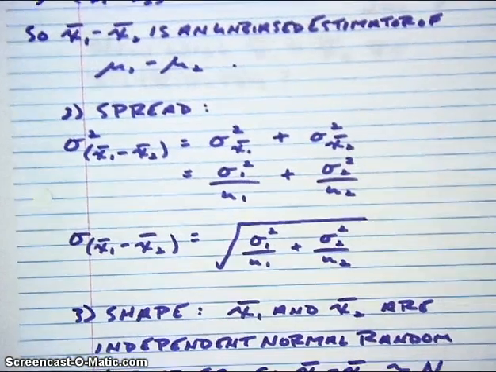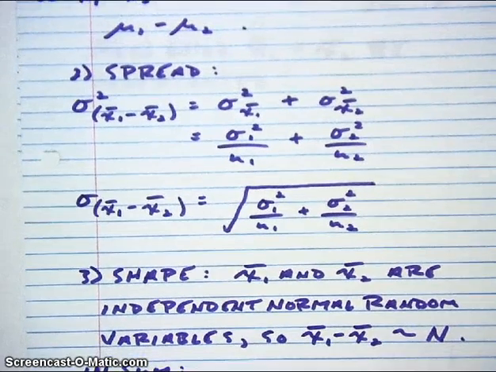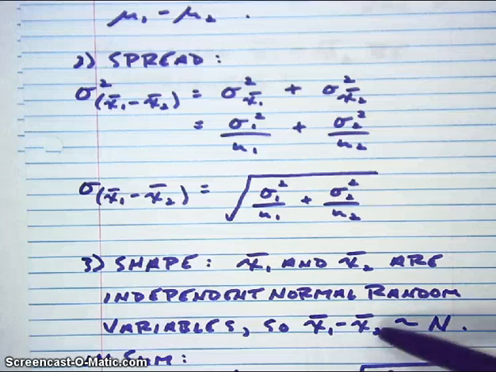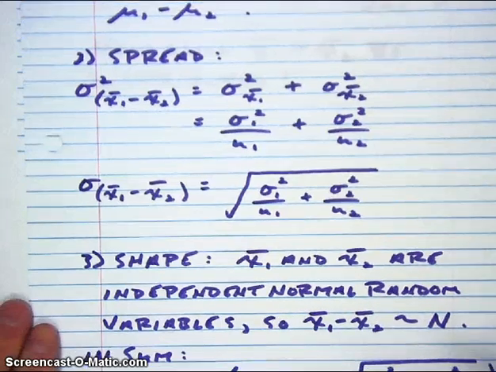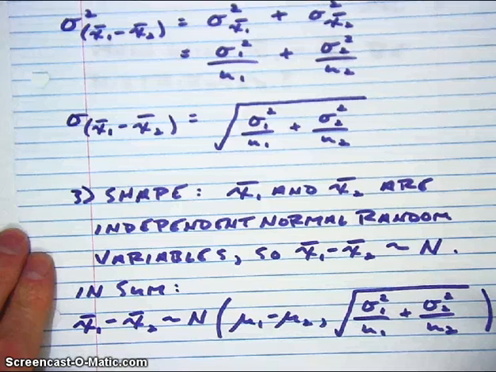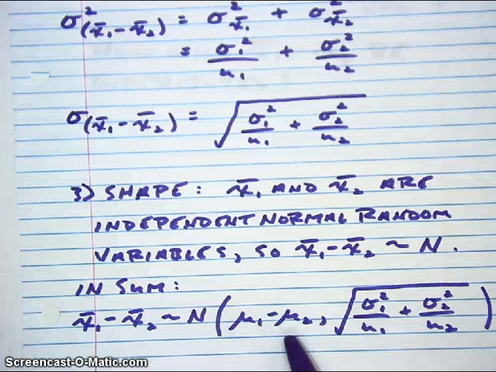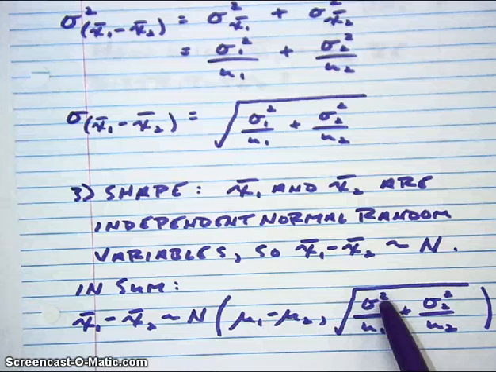The shape is normal. x1 bar and x2 bar are independent normal random variables, so their difference is also normally distributed. So what we get in sum out of all this is that x1 bar minus x2 bar is normally distributed with mean equal to mu1 minus mu2 and a standard deviation equal to the square root of sigma squared 1 over n1 plus sigma squared 2 over n2.